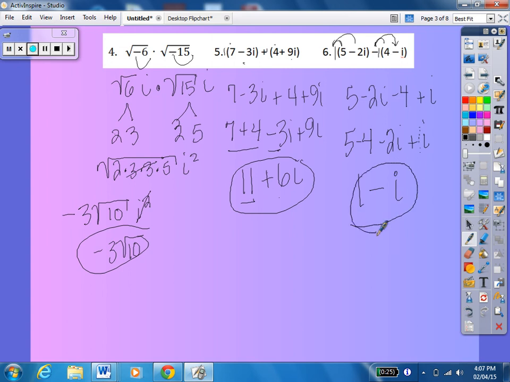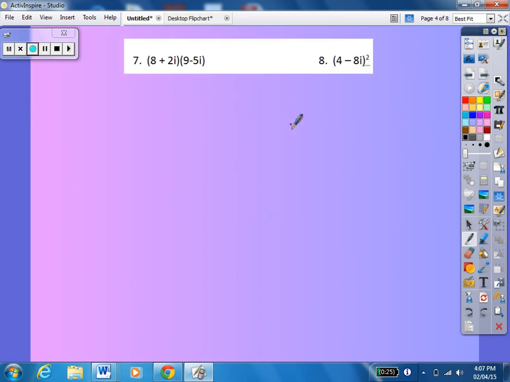And there you have that answer. Okay, that's subtraction and addition. So please remember to be careful about the signs that are between the complex numbers. Next we have multiplication. Now you are going to use your distribution or FOIL.